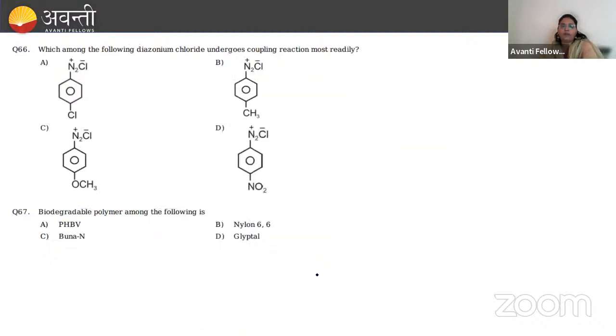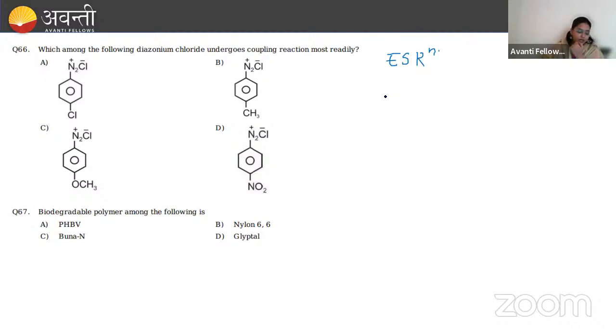Right? Next problem. Which among the following diazonium chloride undergo coupling reaction most readily? So we have given 4 options, and out of that we need to find out which will undergo coupling reaction very, very easily. So you know the coupling reaction is an example of electrophilic substitution reaction. Okay. So A, B, C, D. So which will be the answer?